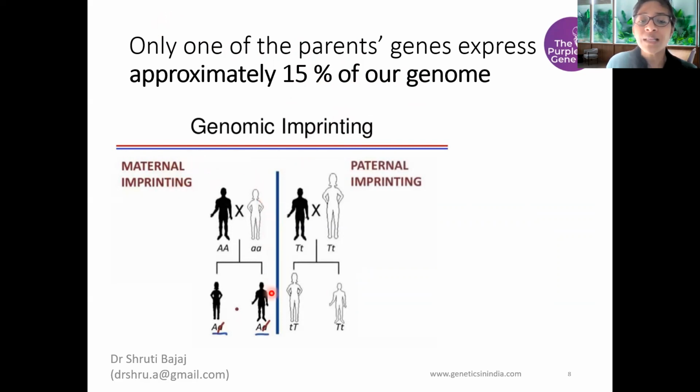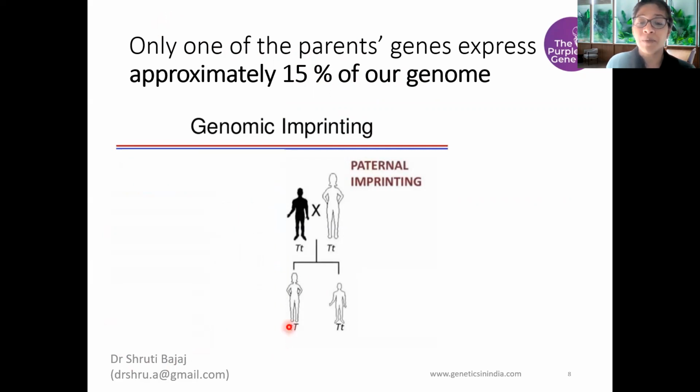So if I was to see this part of the figure, here the mother's genes are silenced or imprinted, and so the progeny, the children, will inherit and manifest externally only this capital A gene copy. They will not manifest the small a gene copy. This is maternal imprinting. Now, what is paternal imprinting?